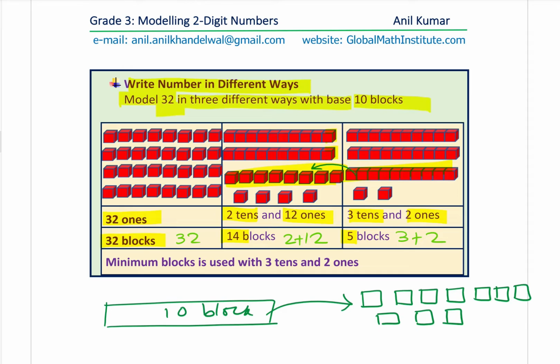Correct? Again, in which case do we have the minimum number of blocks? Minimum blocks are when we use most tens.